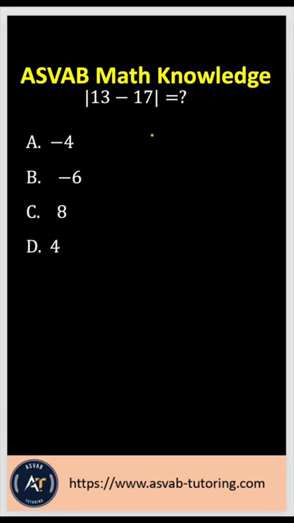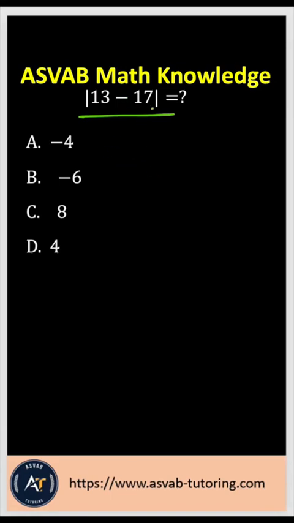Based on a lot of feedback, you might see this type of question in the actual ASVAB test. The question is here: the absolute value of 13 minus 17, right? In order to solve that, first you have to do the operation inside the absolute value, and then you have to simplify with the absolute value.